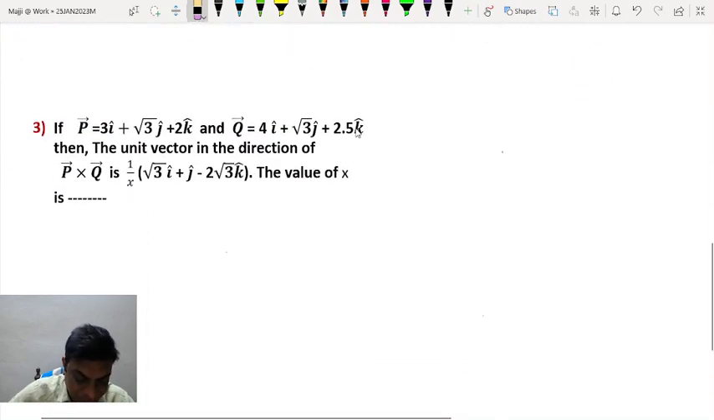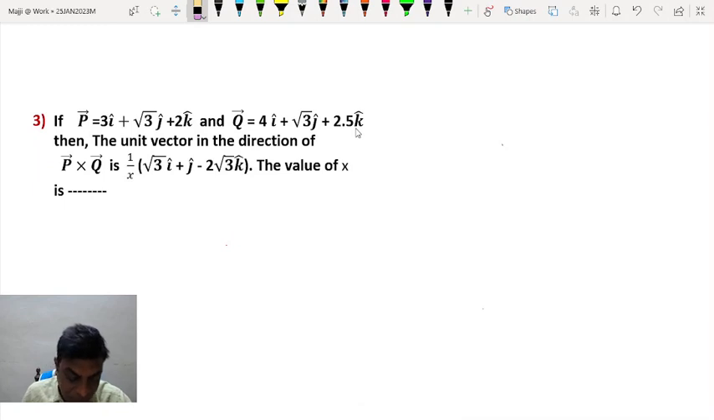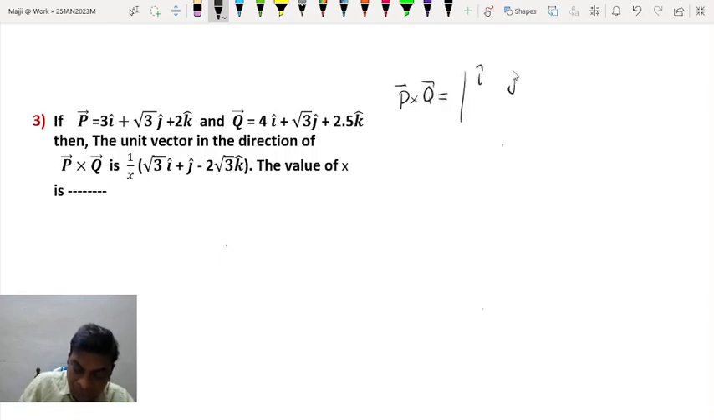Then coming to the third question. If P and Q are two vectors, then the unit vector in the direction of P cross Q. So first we'll calculate the cross product P cross Q, and then we'll find the unit vector in that direction by dividing by its modulus. Vector P cross vector Q you can calculate by the determinant method, as you all know. Coefficients of P are 3, root 3 and 2. For Q it is 4, root 3 and 5 by 2. 2.5, I am writing it as 5 by 2.